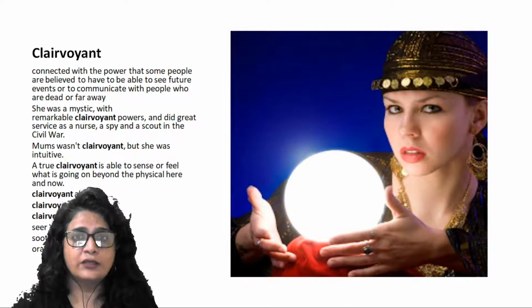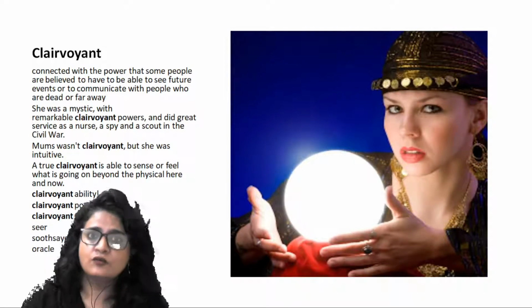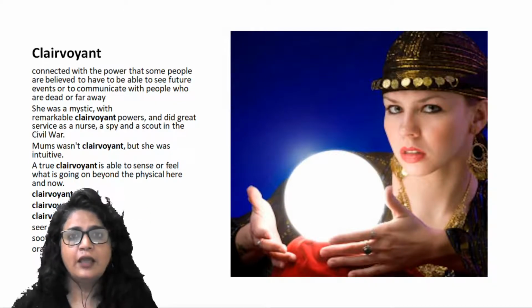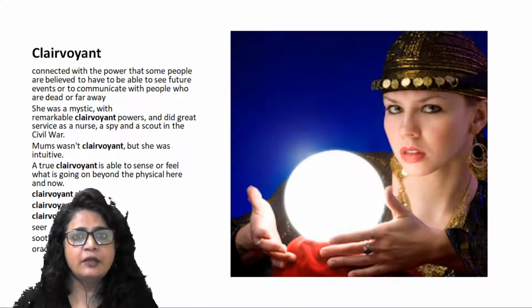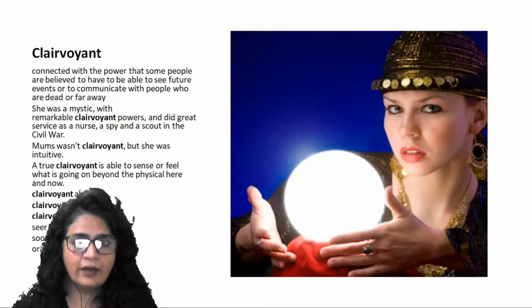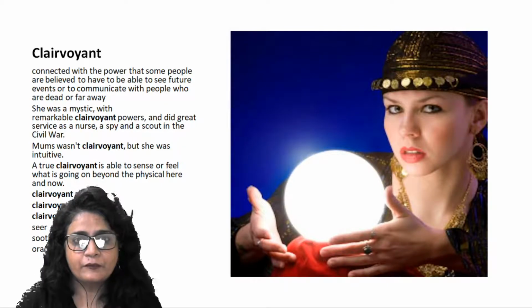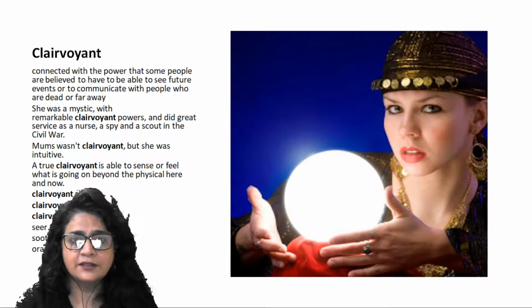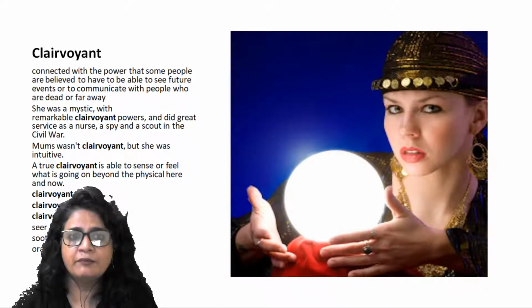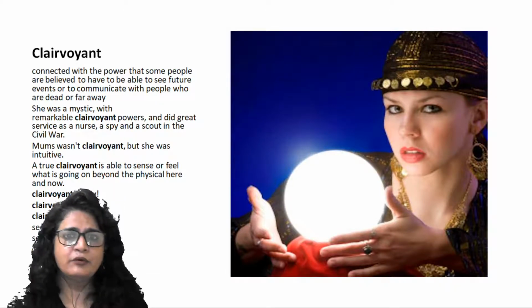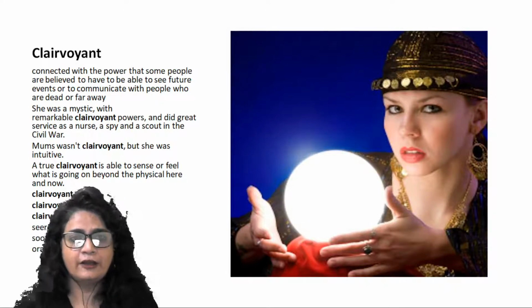So clairvoyant. One, it is used for those people who can see future, who can foretell future, and those people who can establish link between the people who are still alive and the people who are dead, right? So they are clairvoyant. She was a mystique with remarkable clairvoyant powers and did great service as a nurse, a spy, and a scout in the civil war. So somebody who could see future, who could foretell future, and somebody who could link between dead and alive.